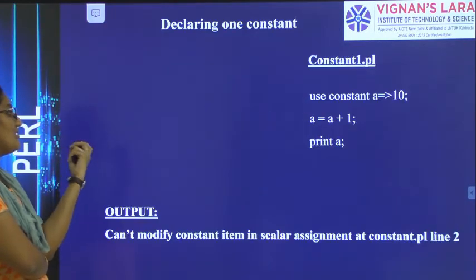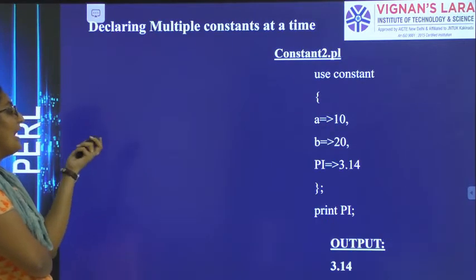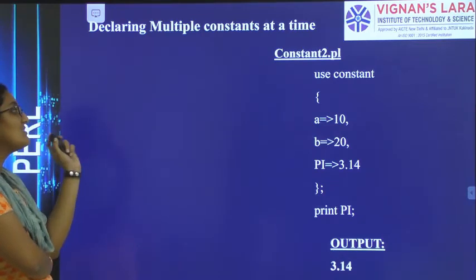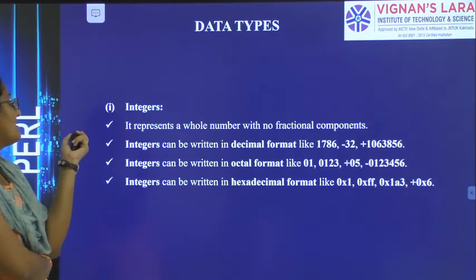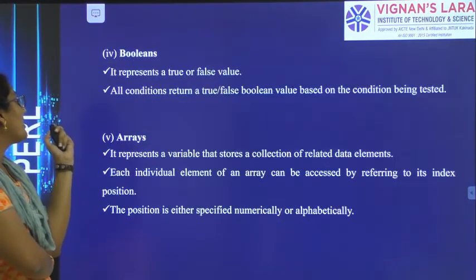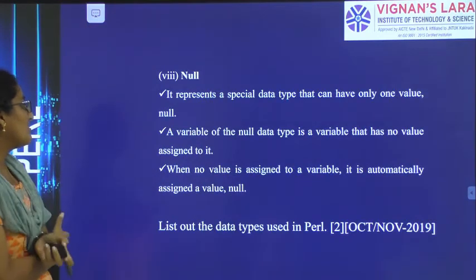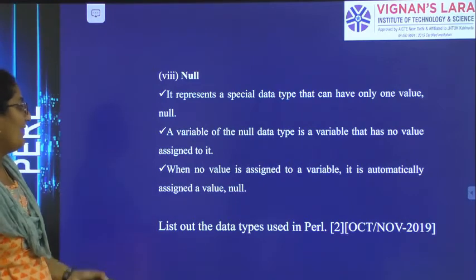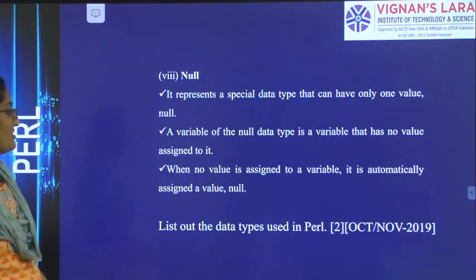What do you mean by a constant? Once you declare a constant, you cannot redefine it in Perl programming. At a time, you can declare any number of constants using the declarative use. Then data types are the same in Perl programming: integers, floating points, strings, booleans, arrays, objects, resources and null. Null is also a data type which holds nothing, or it can hold a null value. So the question will be asked like this: list out the data types used in Perl.